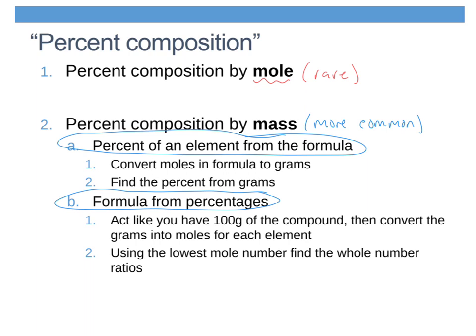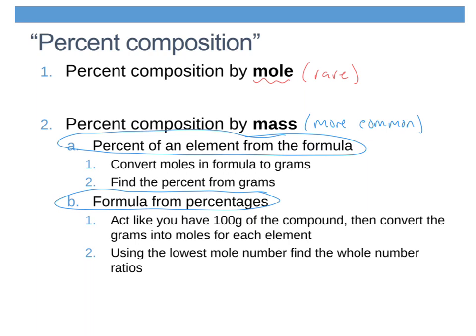So for the first one, the percent of an element from the formula, you're just going to take that formula, and then you know the mole ratios because you have a formula. So you're going to convert those moles into grams. And once you have them in grams, you just use the periodic table to figure out the masses. Then you just have the grams and you figure out what percentage there are, part divided by the whole.